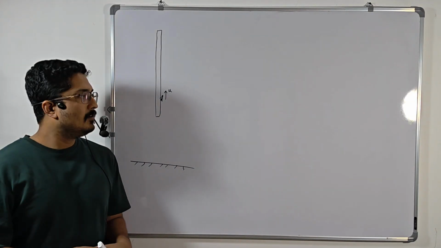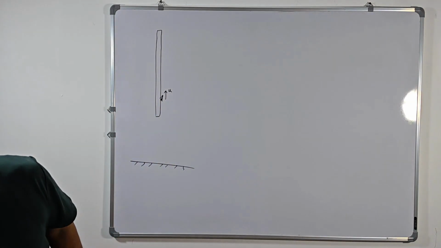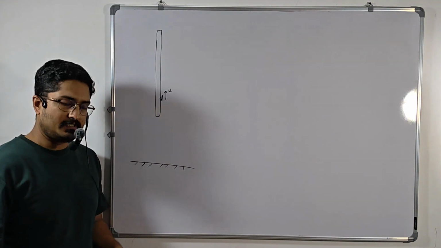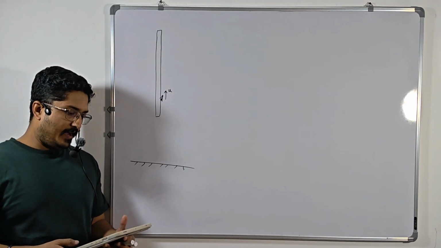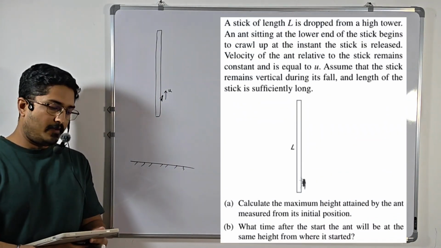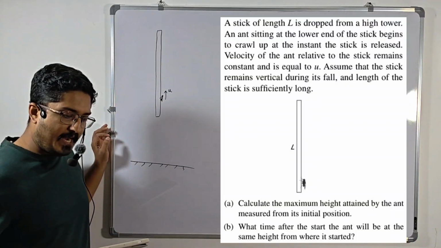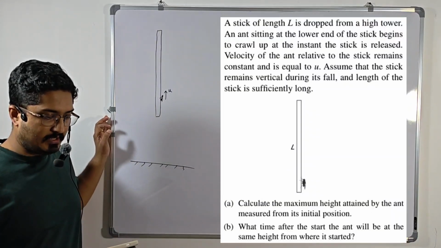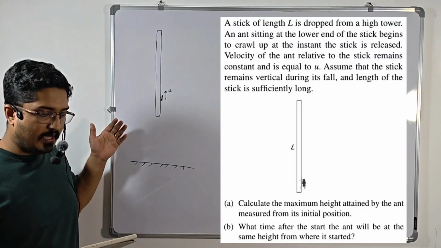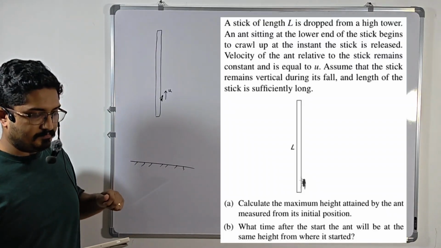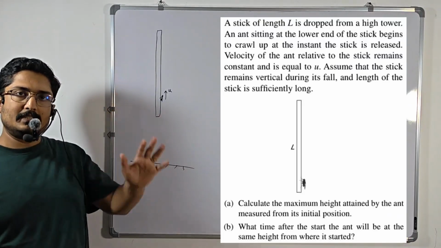Yes, hello everyone. Today we are discussing a relative velocity question. Let's look at the question first. It says that a stick of length L is dropped from a high tower. An ant sitting at the lower end of the stick begins to crawl up at the instant the stick is released. So from the top of a tower, you are releasing a stick.